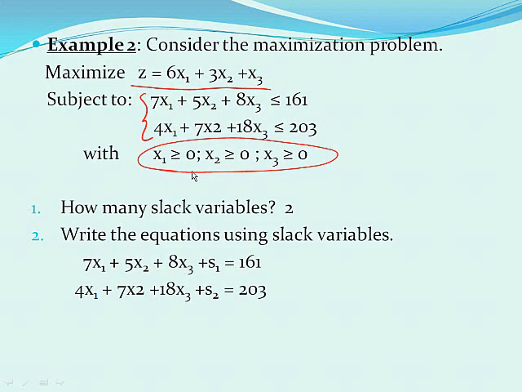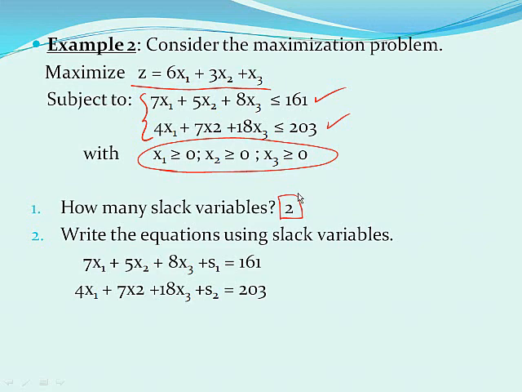How many slack variables are needed? We only have 2 genuine inequalities here that are the constraints, so we need 2 slack variables to convert them into equations. So the answer will be 2. 2 constraints and 2 slack variables.